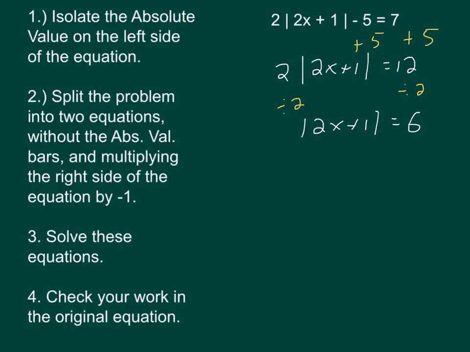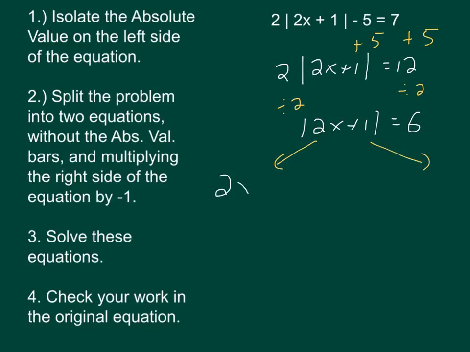Alright, so that's the first step. I have to get this absolute value completely by itself. It's still the absolute value of 2x plus 1 on the left side of my equation. Now, that's a difficult equation to solve. So what I have to do is split it up into 2 equations. This is what that looks like. My first equation and my second equation are going to look very similar.